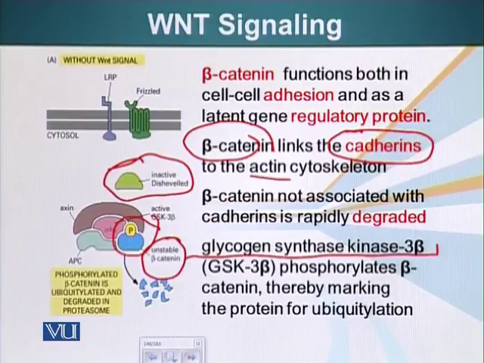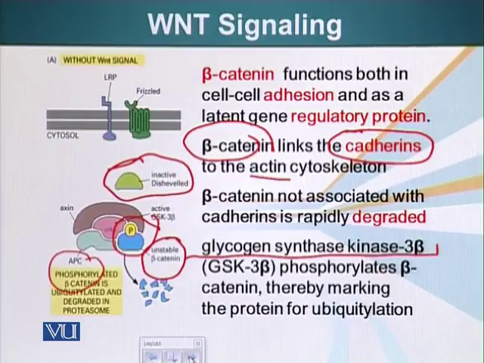So cells have taken a precaution that there's no extra beta-catenin present in the cell, because beta-catenin, if it is not attached to cadherin, will go to the nucleus and act as a transcription factor. It will recruit the transcription factors and result in transcription. The other proteins here are APC, adenomatous polyposis coli.